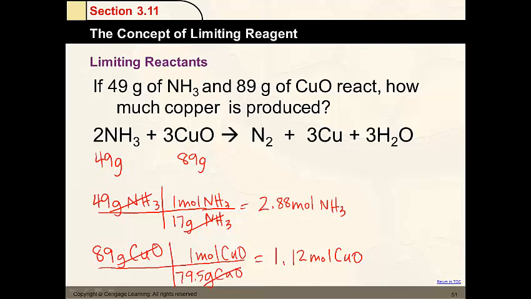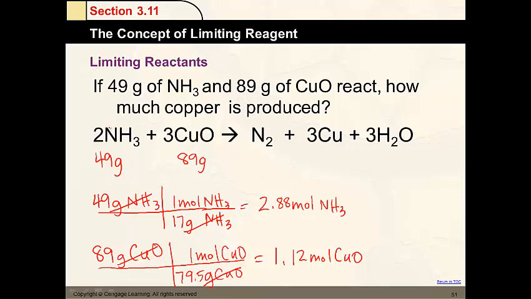Now, some of you are really skilled mathematically, and when you look at these mole amounts, you might be able to see which one is limiting, which one will run out first. And sometimes it's easier than others, but it might not be clear to you. And so this is where this little cheater method comes in.